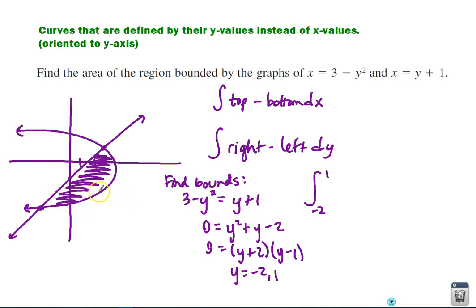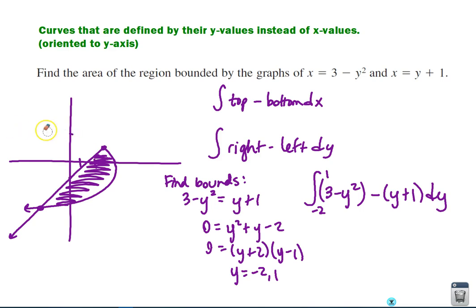Overall, the curve that is furthest to the right is the quadratic. So that's going to be 3 minus y squared, minus the curve that is to the left, which is your linear curve. That is y plus 1 dy. Now I realize outside of the bounds, this curve is further to the right than this curve. However, just right here, for example, if I were to erase all of these lines, erase, erase, erase, all this stuff, if I want just this right here, okay, the rightmost curve is the quadratic, the leftmost curve is the linear. So that's why we say right minus left.